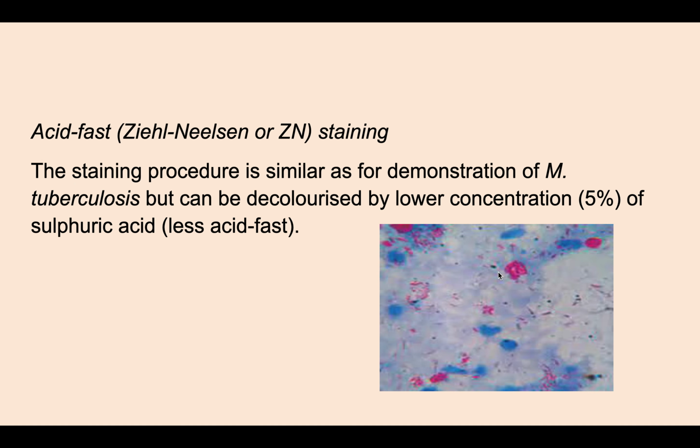Now which stains can be done? First and foremost important is the acid fast stain. So ZN staining you have heard of mostly for Mycobacterium tuberculosis, but leprosy also stains with the help of ZN staining. But the difference here is, we told you that Mycobacterium leprae is less acid fast. That means it can be decolorized by a lower concentration of sulfuric acid, that is 5%. So 5% sulfuric acid decolorizes your Mycobacterium leprae. However, in Mycobacterium tuberculosis you will require a 20% concentration.